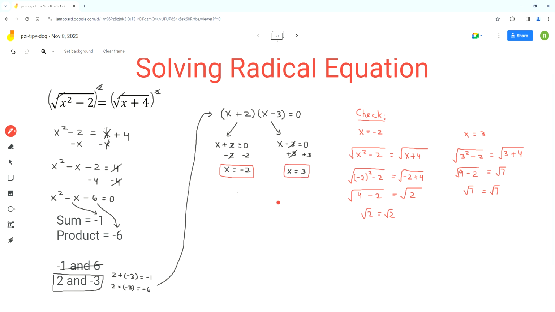So in this case, there are two solutions. Solutions are -2 and 3. So both of them are valid solutions.